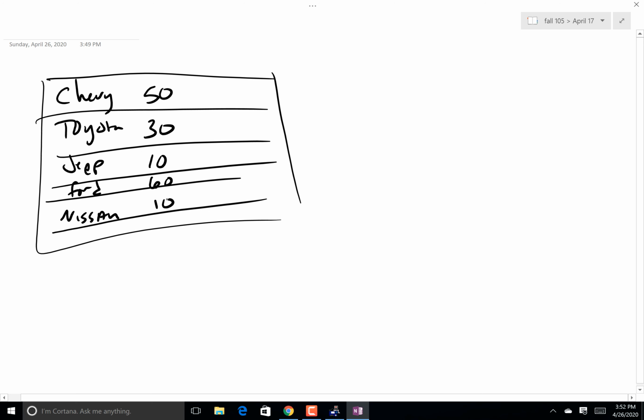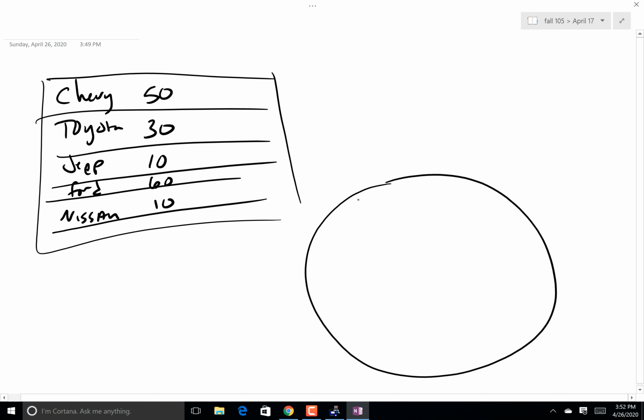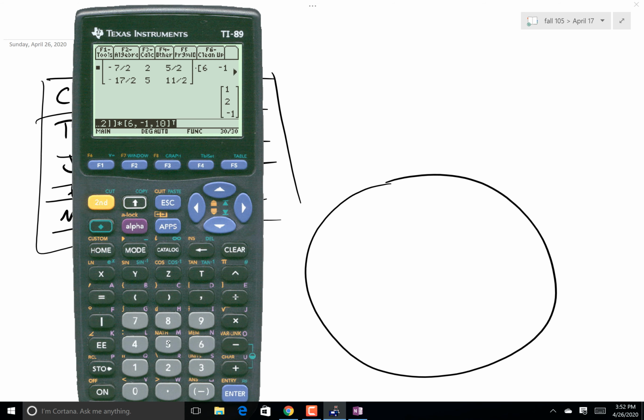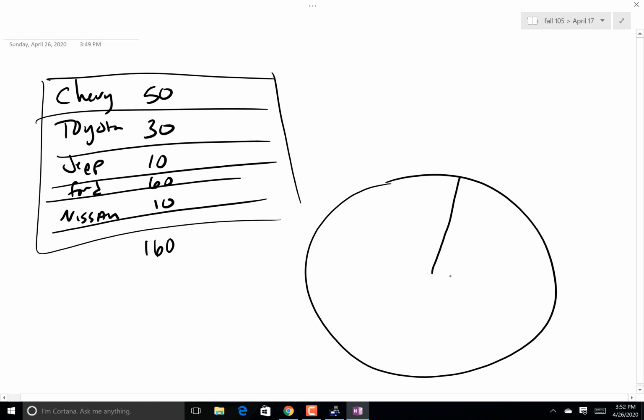And you'd like to make a chart. Well, we would best accurately describe what you want to do. So the question might be, what do you want to say by that? If you're presenting this and you want to talk about what percent of the total is Chevy, it's 80, 90, 150, 160. So it's 50 out of 160, which is 31%. So about 31% of this circle would be filled in, Chevy.